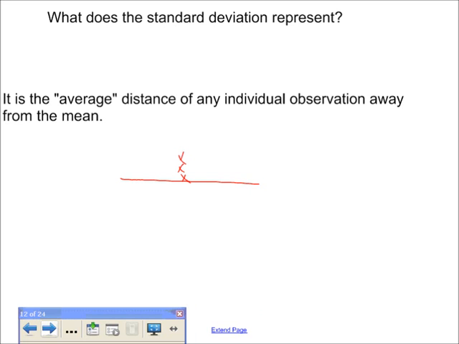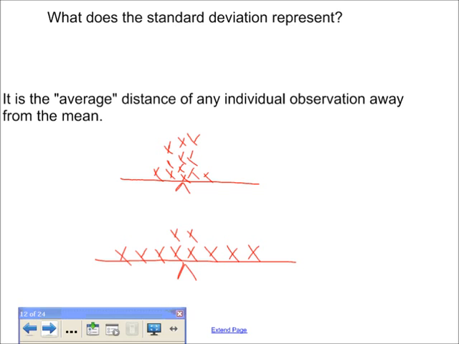If I had a dot plot that looked like that, right? This is the center. None of the values are going to be very far from the mean. On the other hand, if I have a different dot plot like this, the center is going to be in exactly the same place, but the second one is going to have a much higher standard deviation because the data is spread out, because on average, each one of these data points is further from the center.